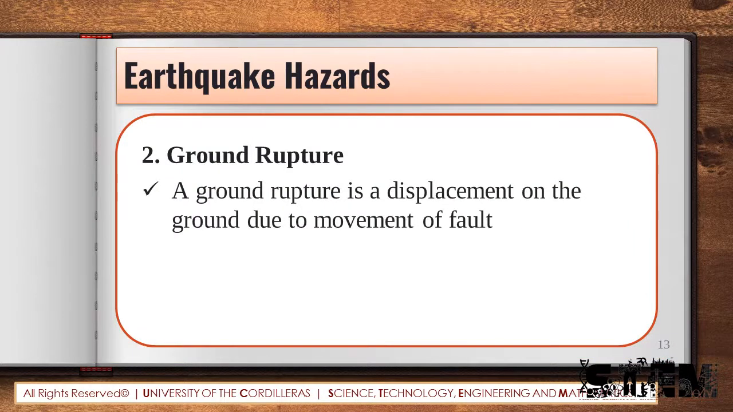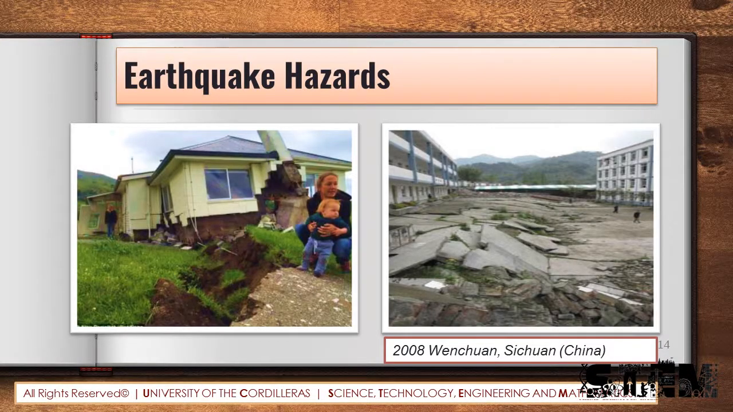The second one is the ground rupture. So here, there will be cracks, and the ground rupture is a displacement on the ground due to movement of a fault. Meaning to say, because of earthquake, cracks, maybe small or big cracks, will happen. Here are some examples of ground rupture. Here on the first picture, you can see that there is a crack that displaced or that divided the crust. And here on the second one actually is a picture in China way back 2008.